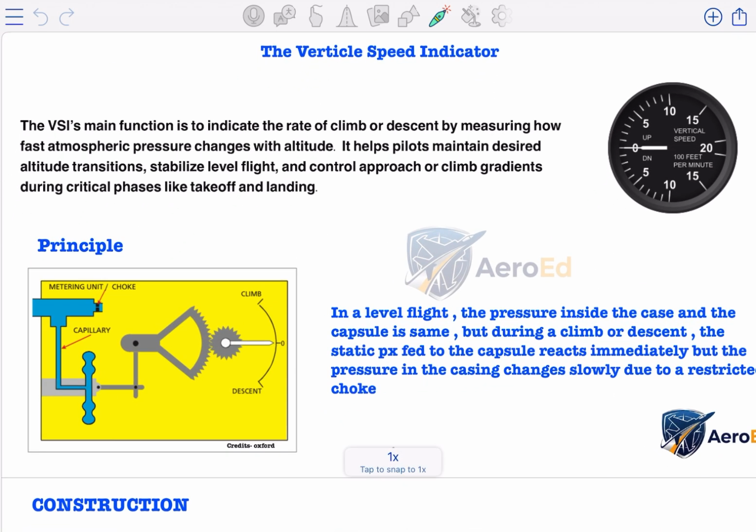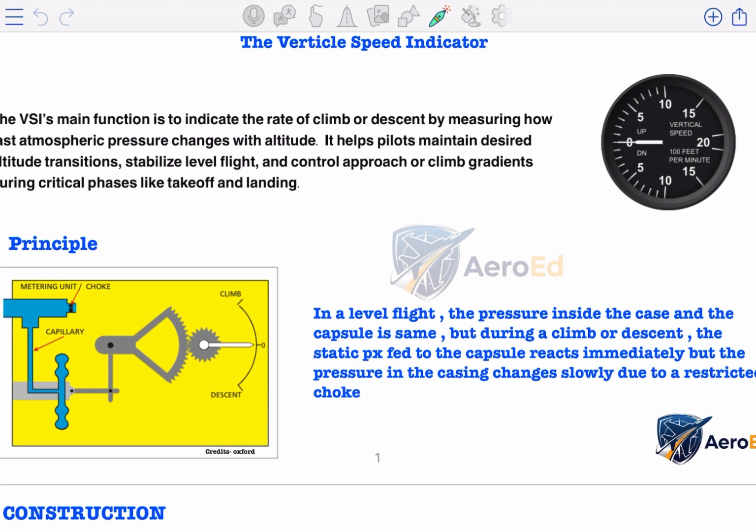Alright, but how does this work? So it works by measuring how fast atmospheric pressure changes with altitude. So if we measure the rate of change of static pressure with altitude, the VSI will indicate the rate of climb and descent. Next, how does this help the pilot? So it helps pilots maintain desired altitude transitions, stabilize level flights and control approach or climb gradients during critical phases like takeoff and landing.